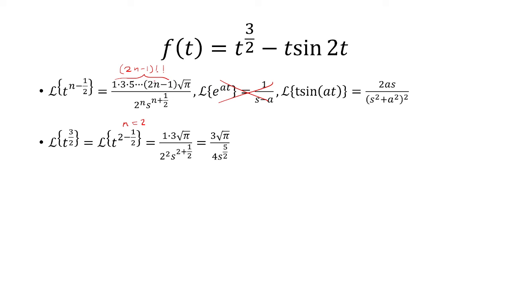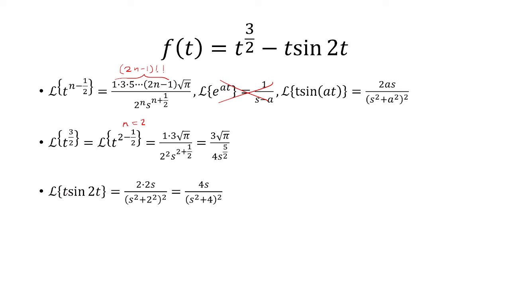So if we go in here, you could just do 2 times 2 minus 1 is 3. So you work backwards, 3 and then back to 1. Multiply that by square root of pi, and then we have 2 to the n is 2 squared, and then s raised to the 2 plus 1 half power. That simplifies to 3 times the square root of pi, and then 2 squared is 4, and that's s to the 5 halves power.